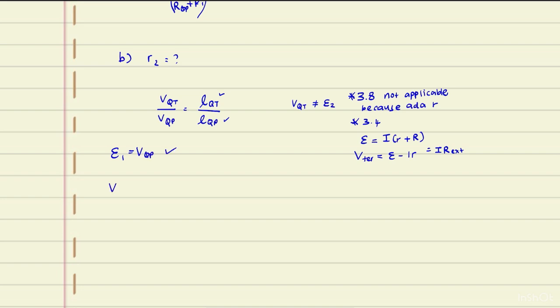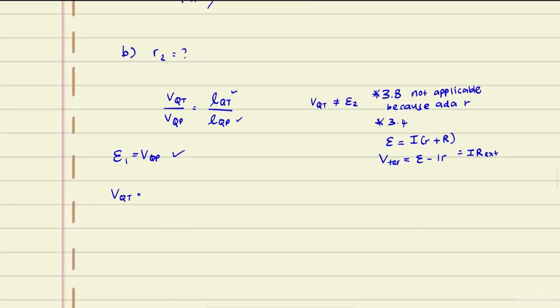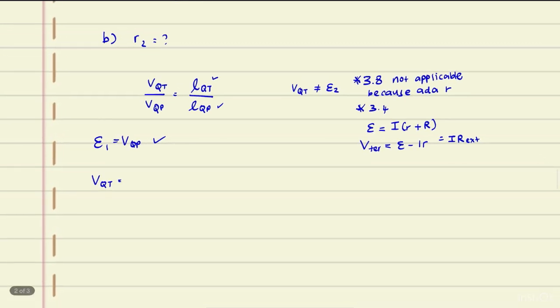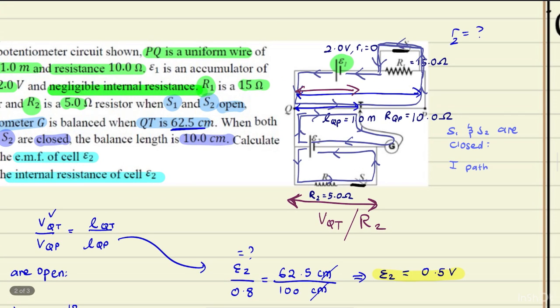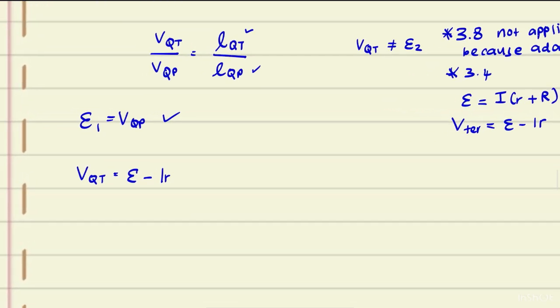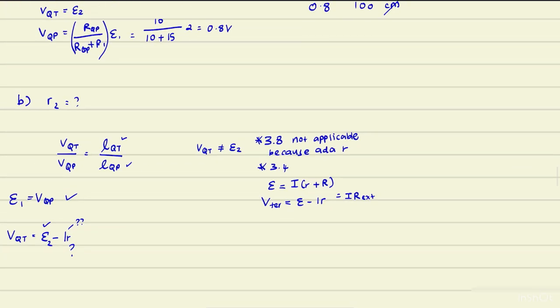Now we want to find VQT. How do we find VQT? VQT will equal, since we want to find the EMF, EMF2, it will equal EMF minus Ir. Okay, because it has internal resistance. So here will equal here, but we must subtract Ir because we involve internal resistance. Okay, now we have the value of E2. We always have R that we want to find, and I, where do we find it? I did tell you.